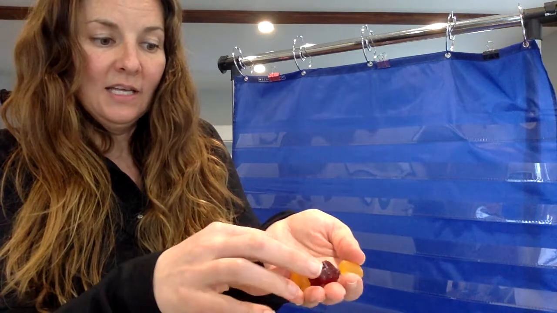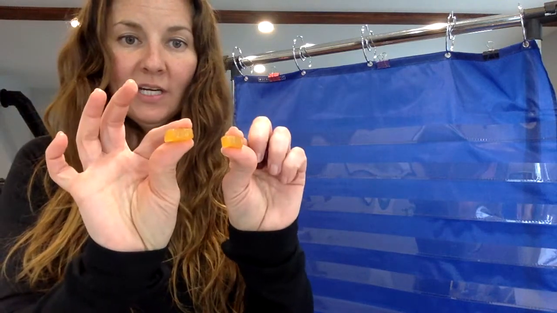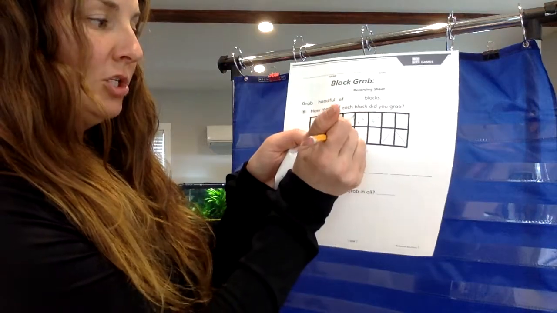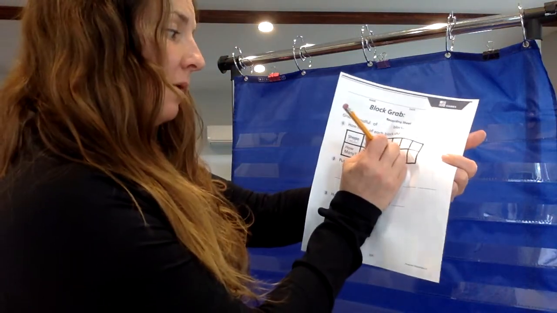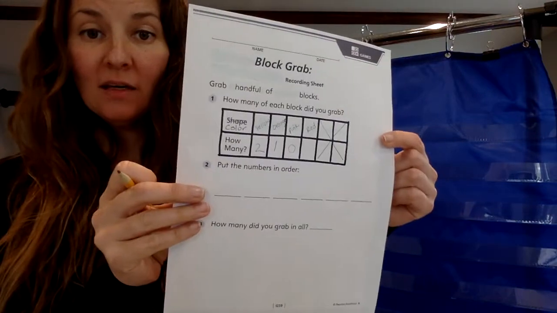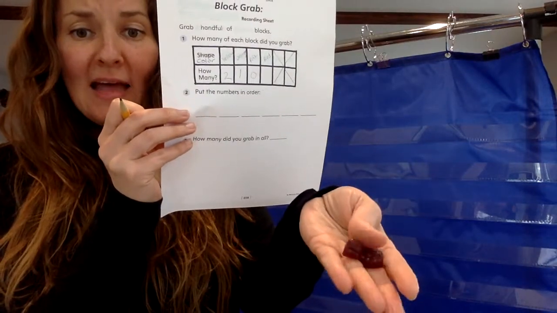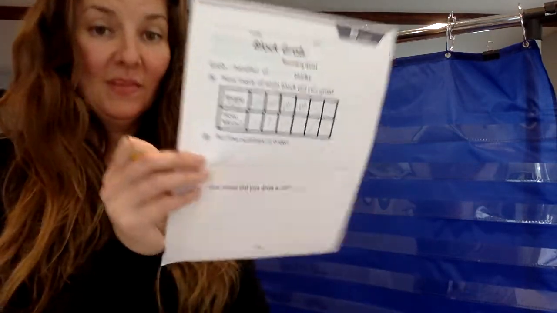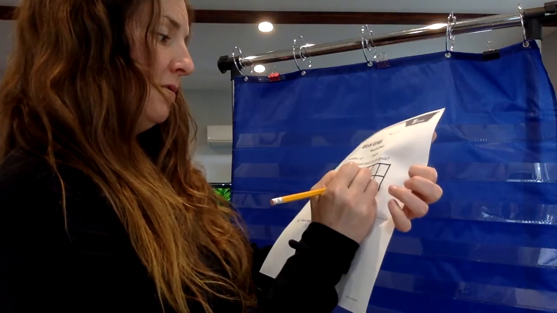All right, let's see. How many yellow did I grab? 2. I'm going to write the number 2 under the yellow. I have 1 orange. So I'll write the 1 under orange. Did I grab any pinks? So I'm going to write a 0 under the pink. Last one, how many reds? 3. So I'll put a 3 under red.